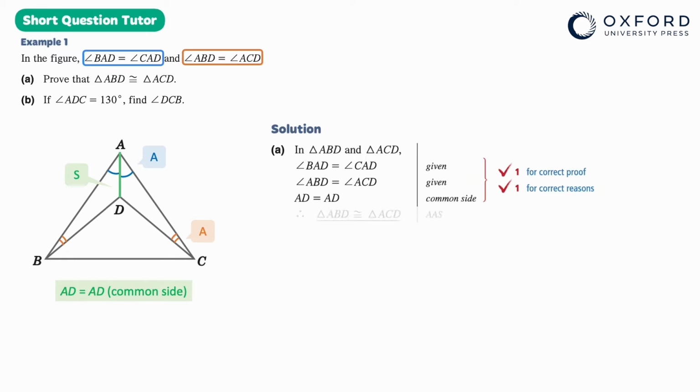Then, the conclusion is triangle ABD is congruent to triangle ACD. Remember to write down the reason, AAS. Then 1 mark will be given.